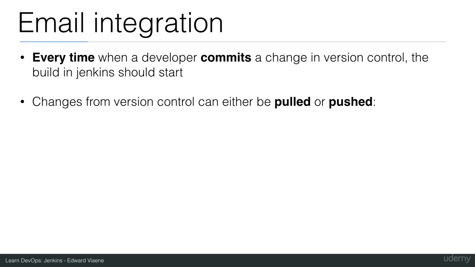Changes from version control can be either pulled or pushed. Now we are talking about when a change occurs: Jenkins can pull the version control to see if there were changes, or the version control can push a notification to tell Jenkins that there are changes.